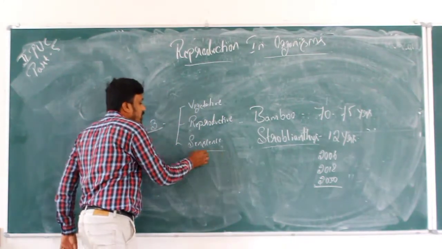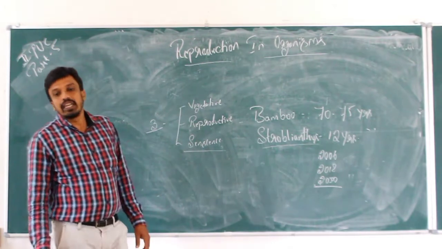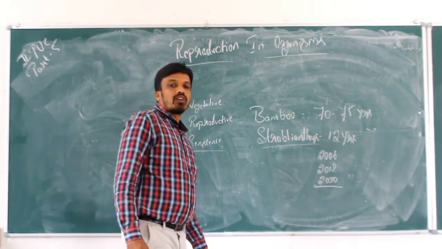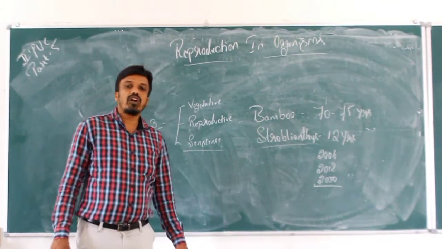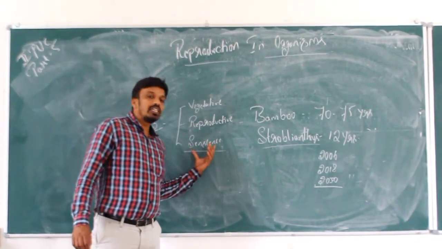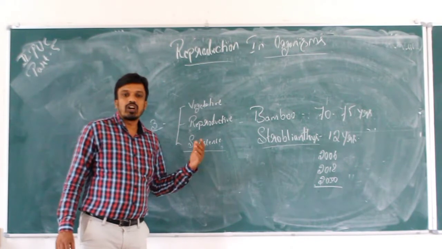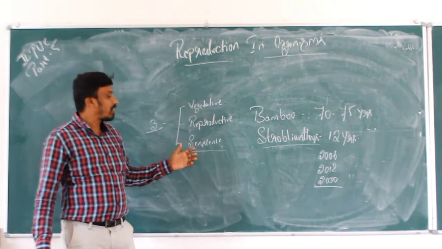Next, coming to senescence. The aging of an organism is called senescence. Aging of an organism is called senescence. Here all the vital functions are going to decrease.